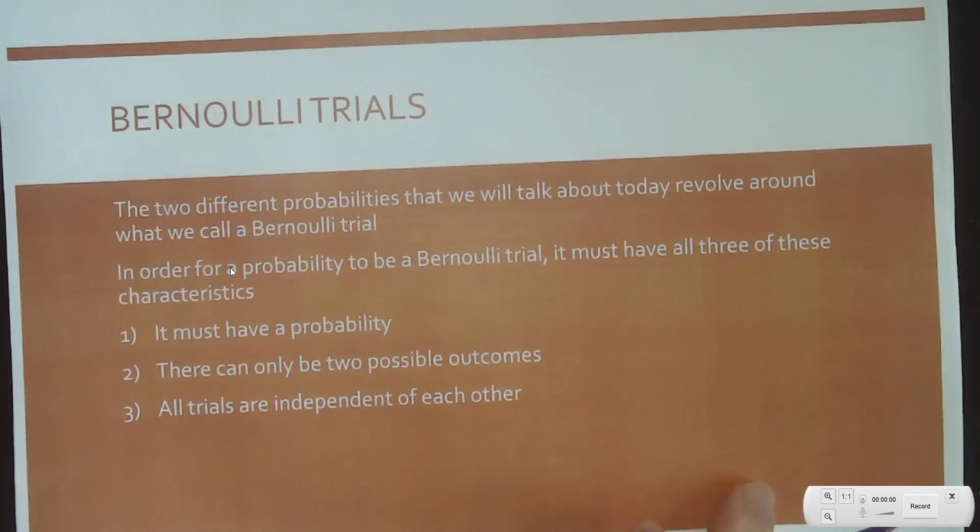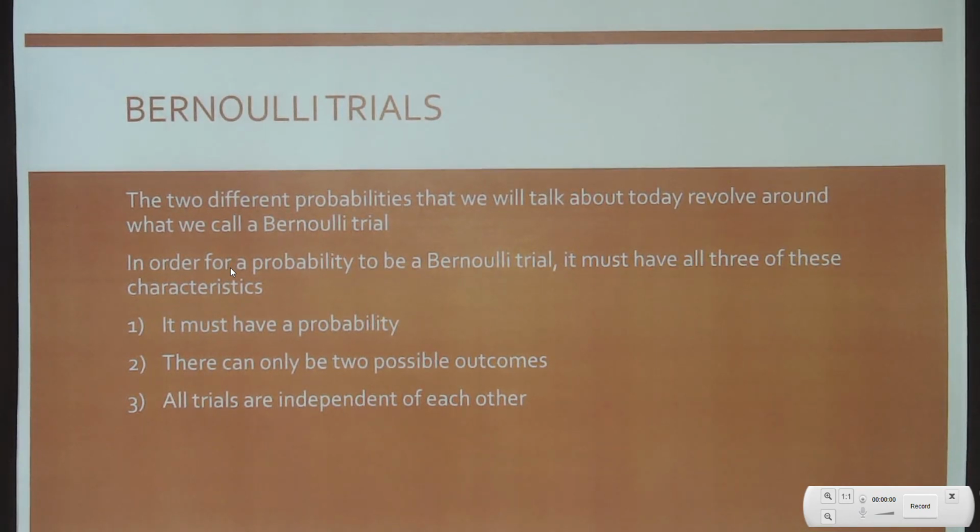Bernoulli trial. The two different probabilities that we'll talk about today revolve around what we call a Bernoulli trial. In order for a probability to be a Bernoulli trial, it must have all three of these characteristics. It must have a probability. There can only be two possible outcomes, and all trials are independent of each other. Let's analyze it a little bit more.